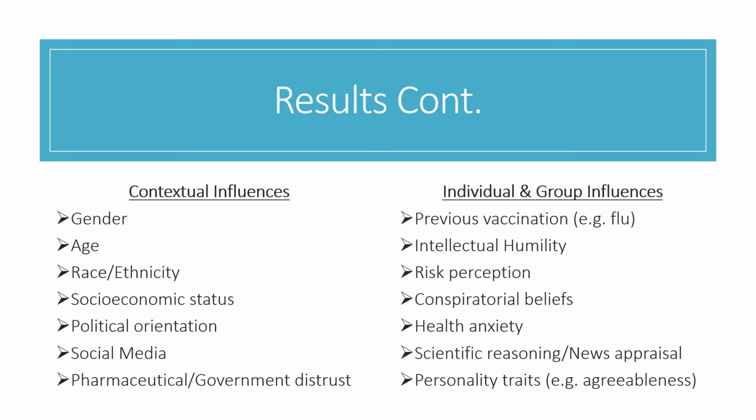Socioeconomic status, so those from lower income households as well as those who possess a lower level of education were more likely to be hesitant to receive a vaccine. And then the taboo topic of politics. Only a few articles focused on this, but they all reported the same result of conservative individuals were more likely to be hesitant as opposed to more liberal individuals.